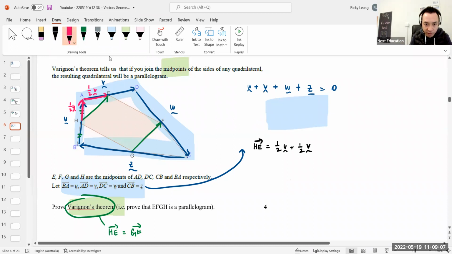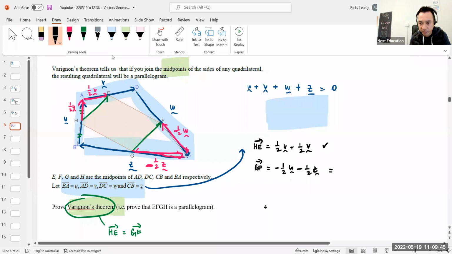So let's see. Yep, this pink as well. So this guy here is half of W, this guy here is half of Z. So I've got H, that's a tick. So in this case, GF equals, now GF is going up. Both of these, I've got to reverse both of them. So I'll reverse this one, make that a negative, reverse this one, make it a negative. Therefore it equals minus half W minus half Z.